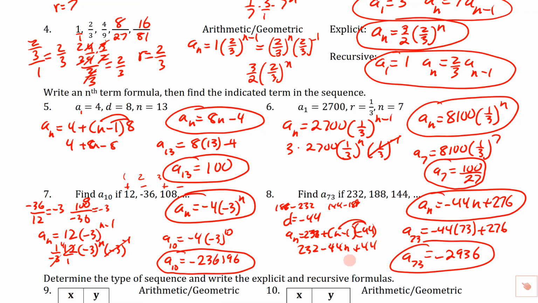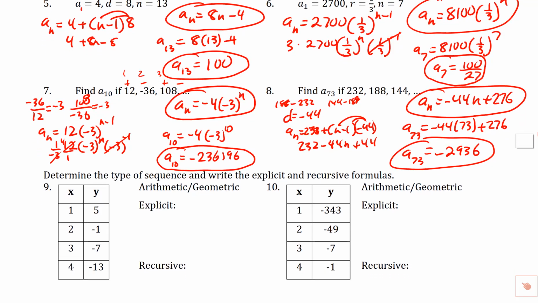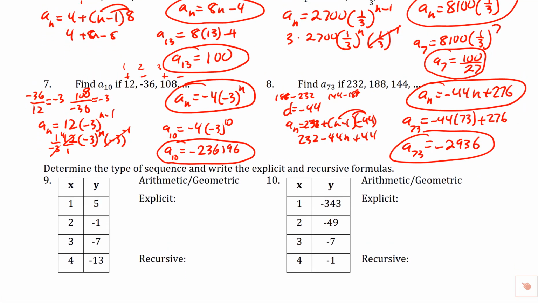Okay. All right, let's take a look at the last couple on here. Once we get to this point and we remember how these work, if we've got a table, we can actually make coming up with these formulas a little bit easier. It says determine the type of sequence and write an explicit and recursive formula. On this one, you'll notice that the first term is 5, the second one is negative 1, then negative 7, then negative 13. Notice what's happening here. We went from 5 to negative 1, so if you subtracted 6 each time, we'd have our little formula right there. So that means the common difference is negative 6.